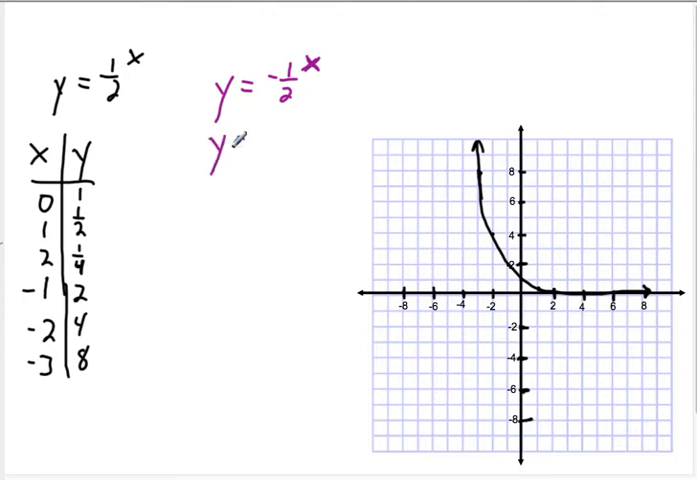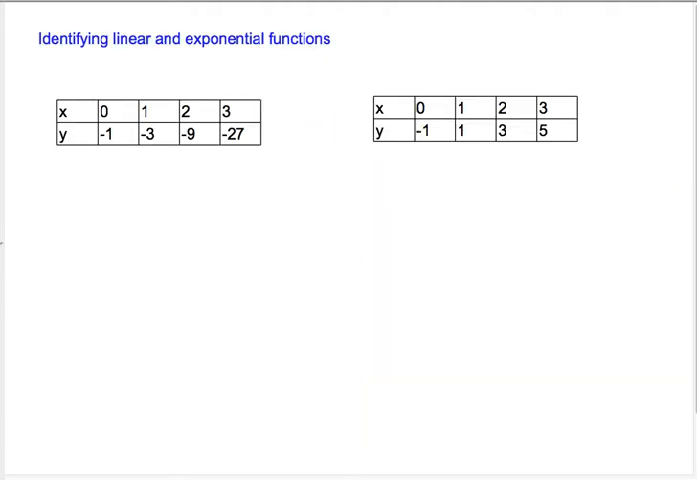Everything is going to be the opposite, so it's going to end up looking upside down. So something like this. So we kind of follow, and again the line will never go above the x-axis, just kind of keeps following. Something like that. Alright, so we also have to identify linear and exponential functions.